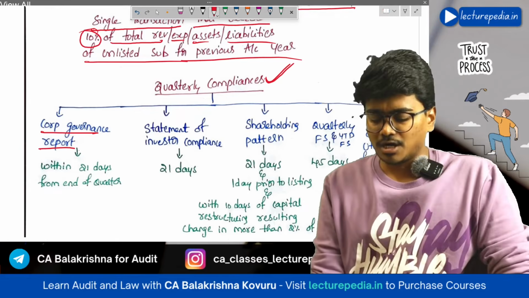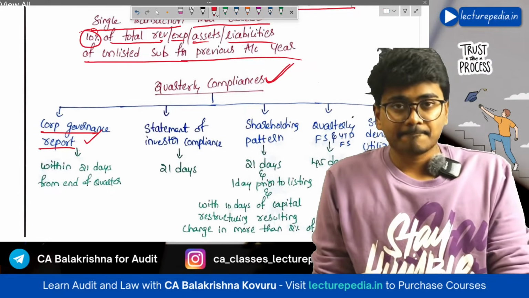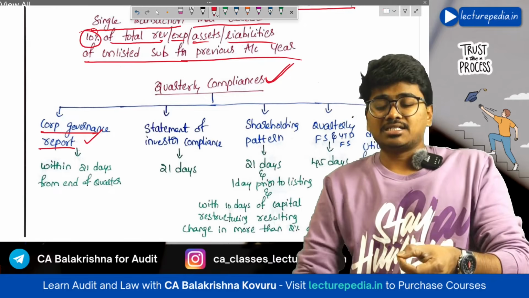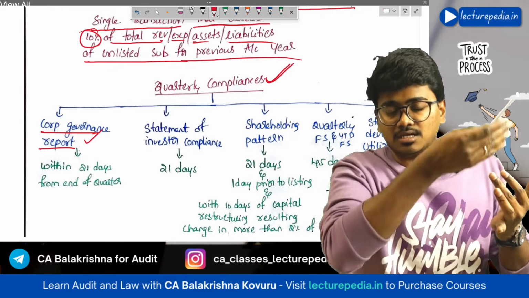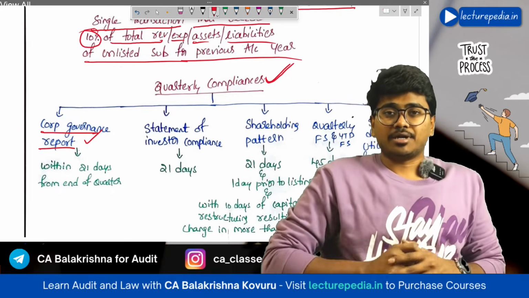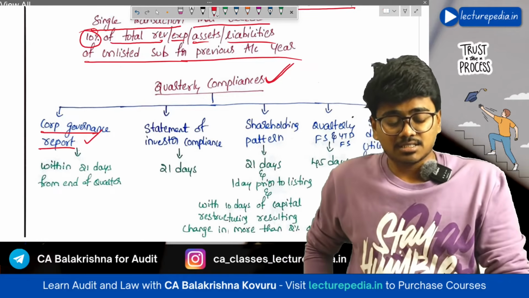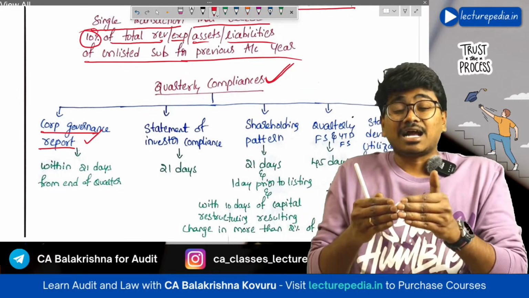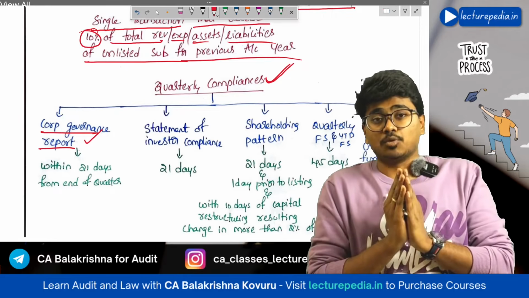Quarterly compliances. Corporate governance report. Now, what is this corporate governance report? Basically, in this report it will be written whether you have complied with the regulations, all these LODR regulations, or not. We have discussed the requirements with respect to the board of directors, whether that many directors were appointed or not. We will be discussing the audit committee and various other committees, and whether all those requirements are complied with or not.